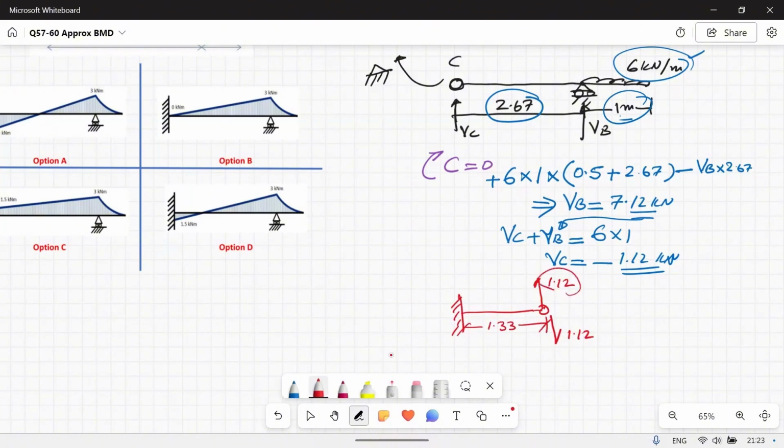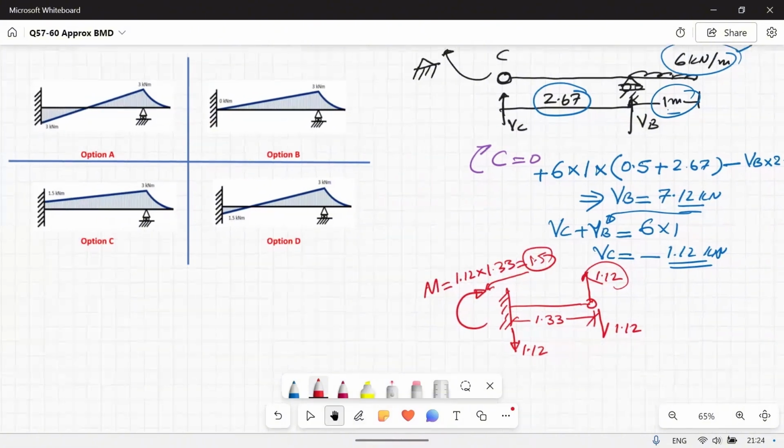1.33. If the force is upwards, then the reaction here should be downwards, 1.12. When the reaction is downwards, it is always going to create a clockwise moment, or sagging moment. So the moment will be clockwise here, and it will be equal to 1.12 times 1.33, so 1.48, or I can say 1.5. So the moment here is 1.5 but in sagging. So now you can draw the bending moment diagram.